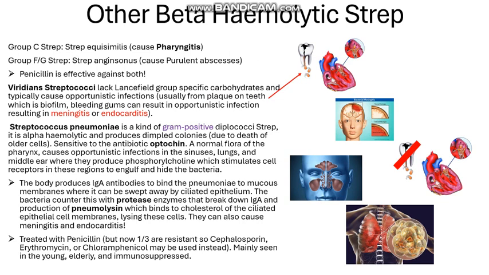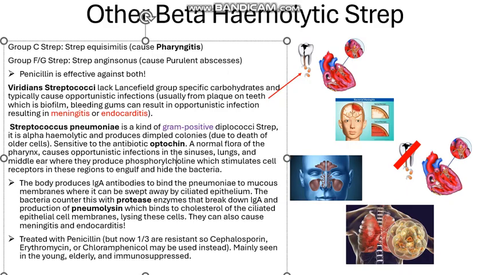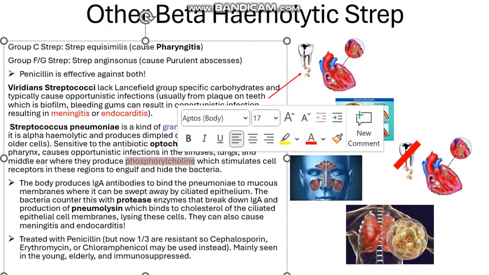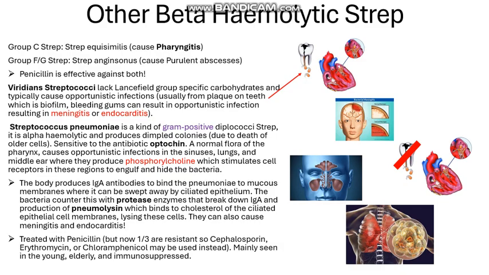when they produce phosphorylcholine, which stimulates cell receptors in these regions to engulf and hide the bacteria. So I won't go too much into that. You know what pneumonia is.